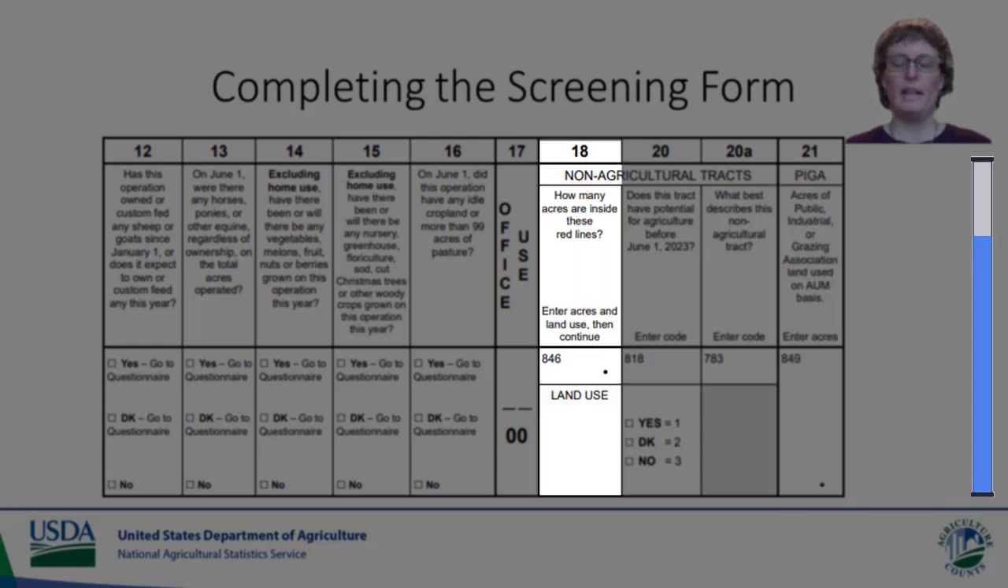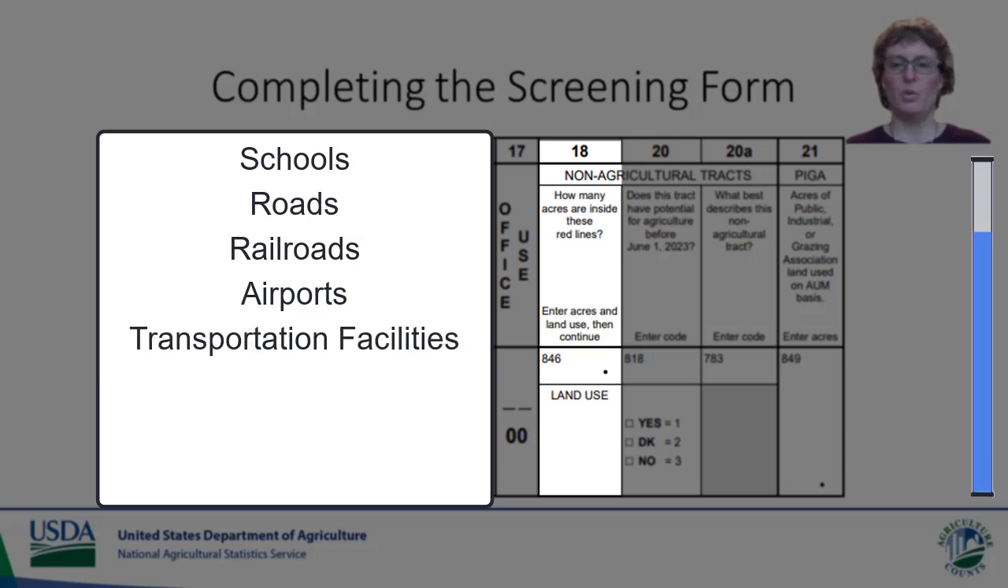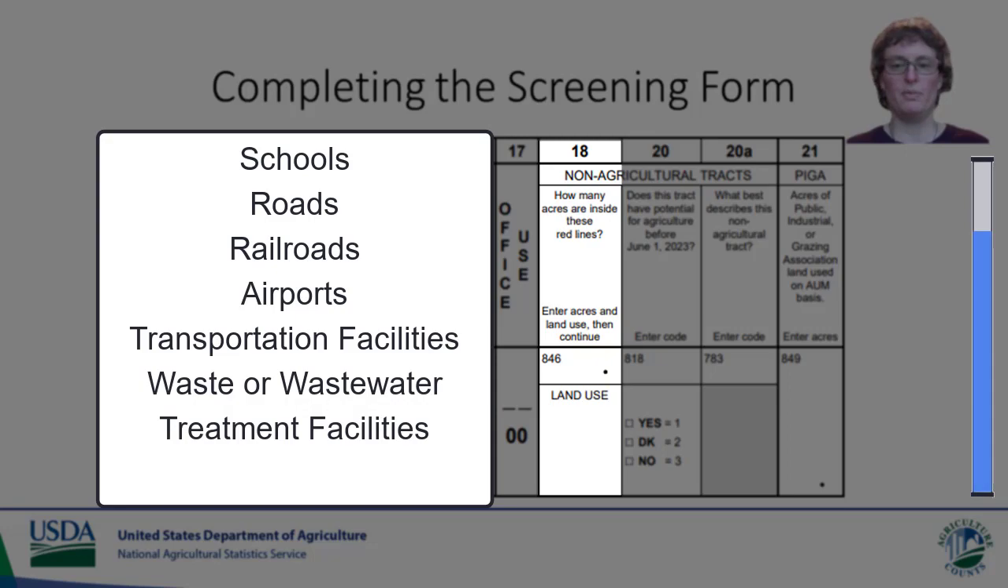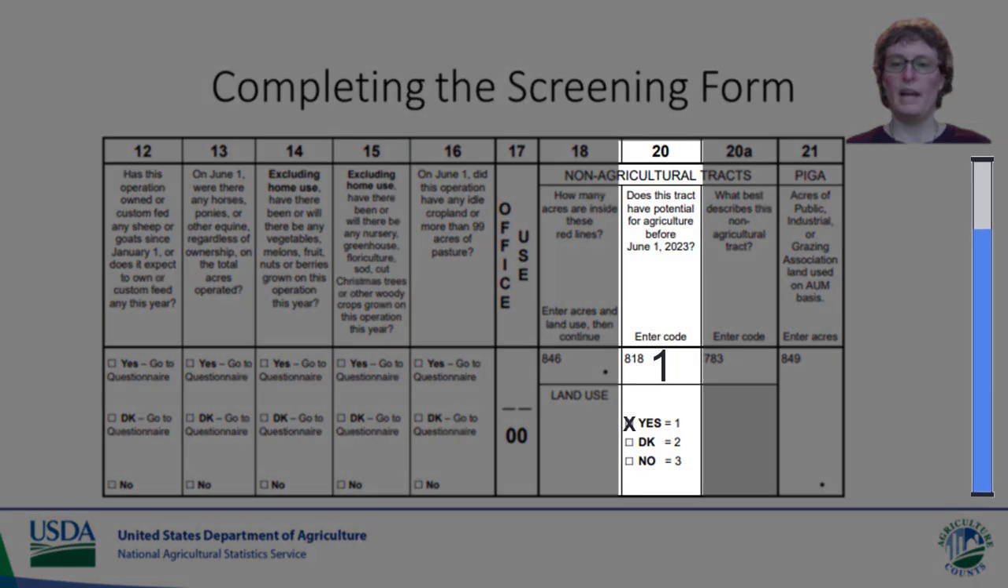Be sure to record the land use in column 18. Some examples are schools, roads, railroads, airports, state, county, or local transportation facilities, waste or wastewater treatment facilities, and churches. If column 20 is equal to 1, which is yes, meaning the tract has potential for agriculture prior to June 1st of next year, please make a note of the situation.